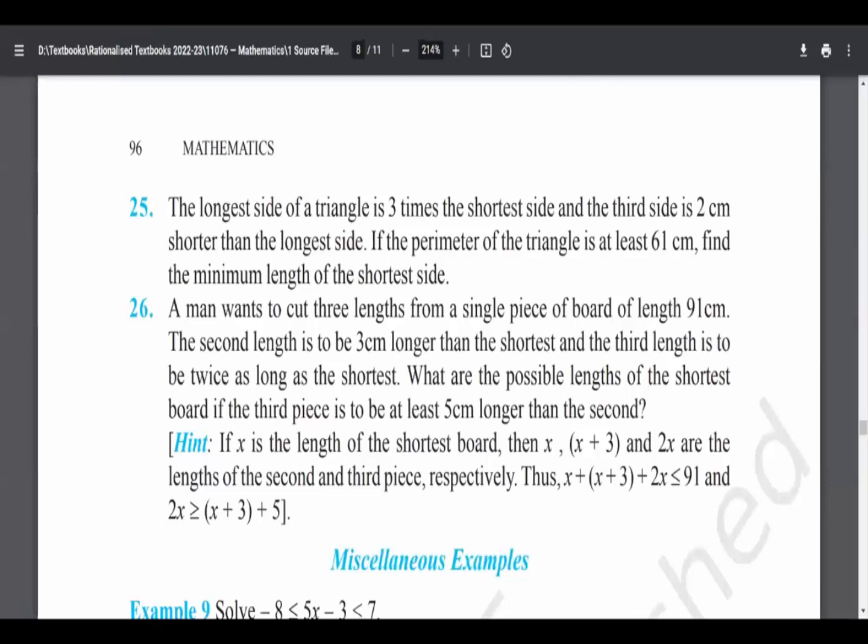And what we are given is that the sum of all of these is less than or equal to 91, because the sum must be less than or equal to 91. The other inequality given is that the third piece, that is 2x, is at least 5 cm longer than the second. So 2x is greater than or equal to x plus 3 plus 5. Okay, so the inequalities are given. You can directly solve for them.